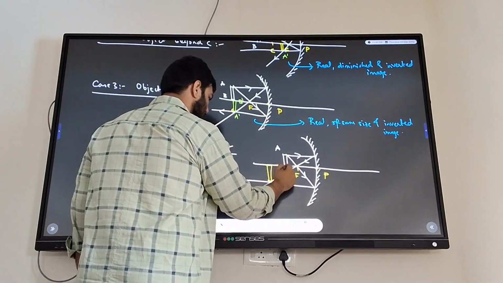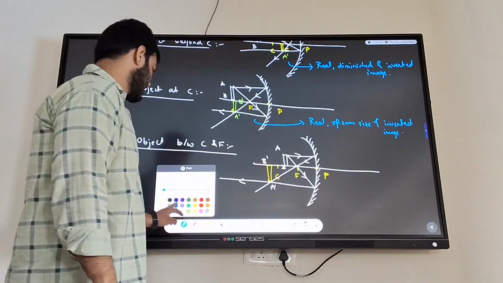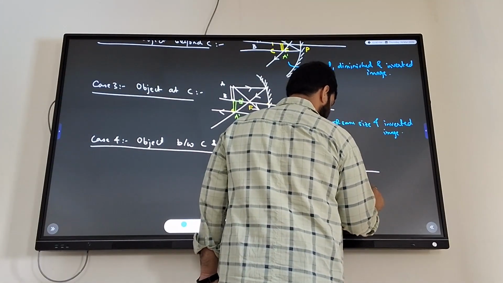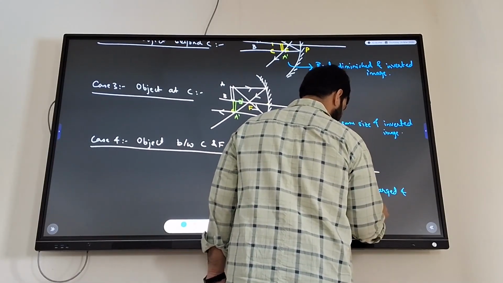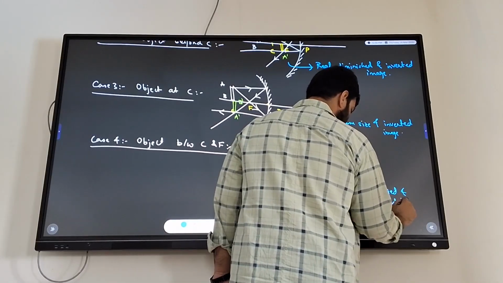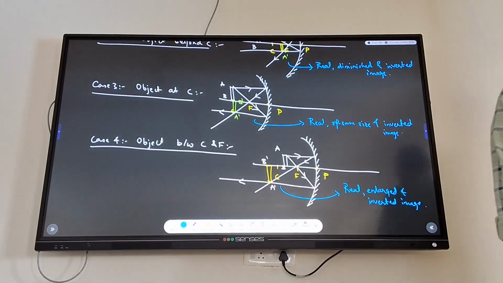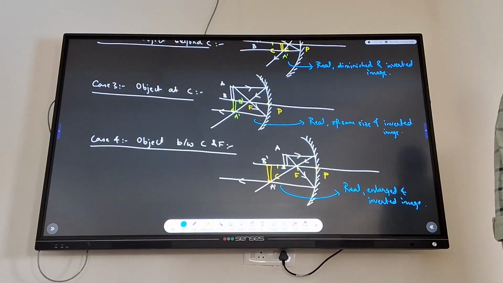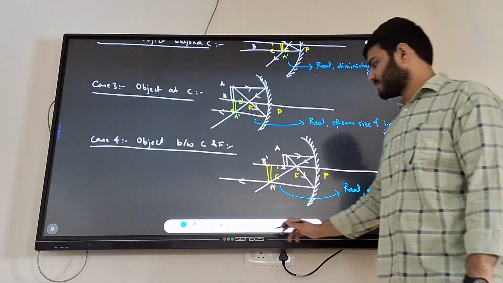A B, B prime A prime, and the nature will be something like real, enlarged, and inverted. Can you see one thing? That in all the cases that I have done up until now for concave mirror, we are always finding real images. Let's try to see till where it will hold.